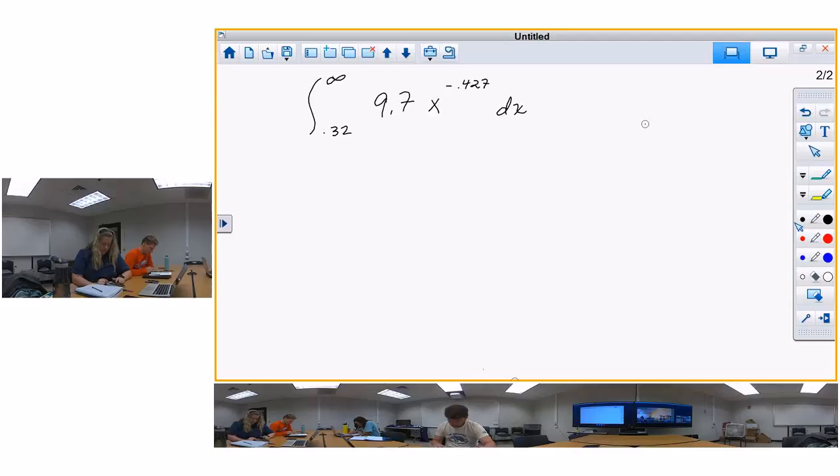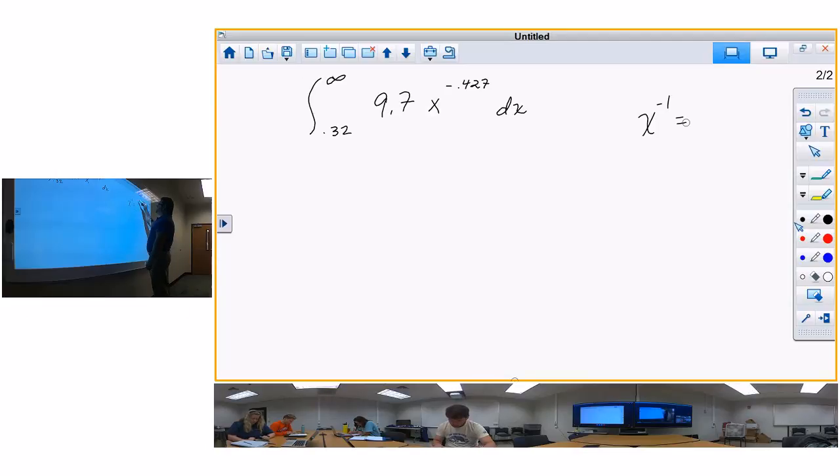Remember, x to the negative 1 is equal to 1 over x. What's the antiderivative of 1 over x? Natural log of x.